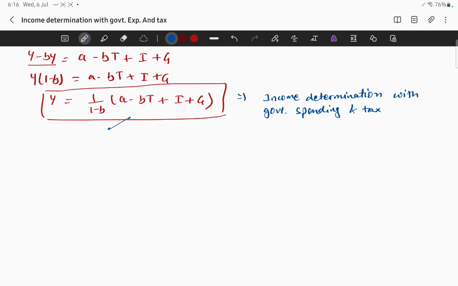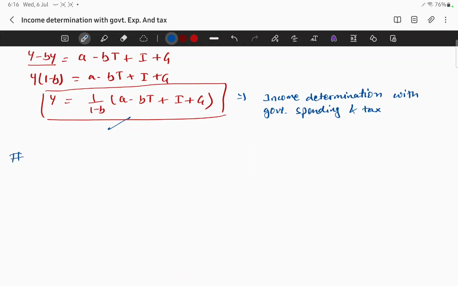Okay, so next I'm going to show you how to determine the government expenditure multiplier. Before I do that, let me explain what actually the government expenditure multiplier is, right? The government expenditure multiplier basically tells you that by increasing, let's say, government spending by a certain amount, how much will be the increment in the level of national income. So this increment in national income is what we can determine using the government expenditure multiplier.